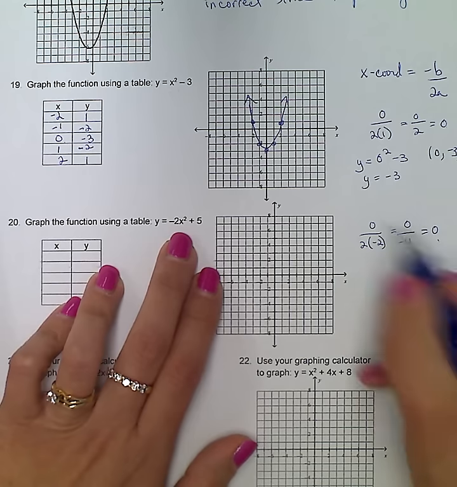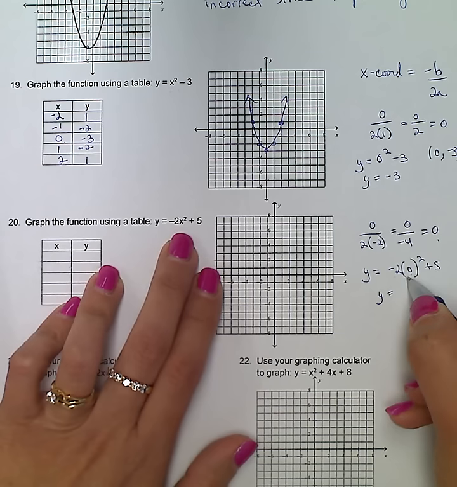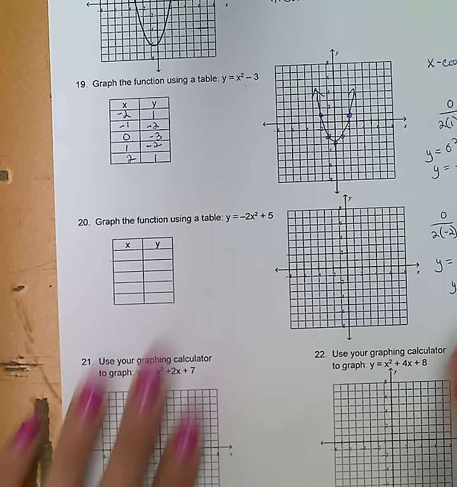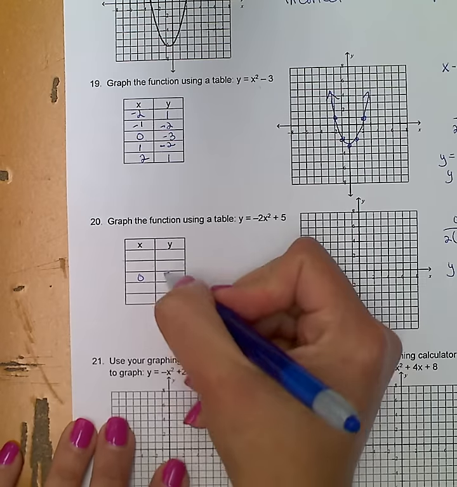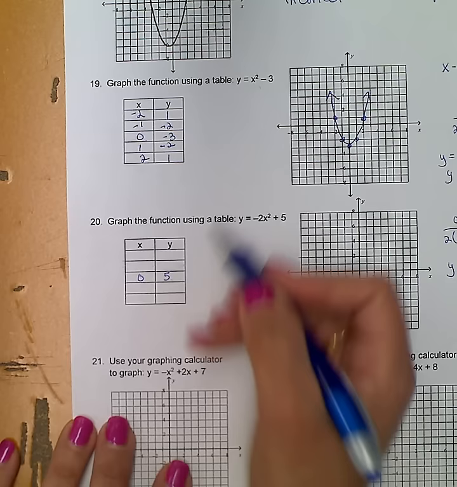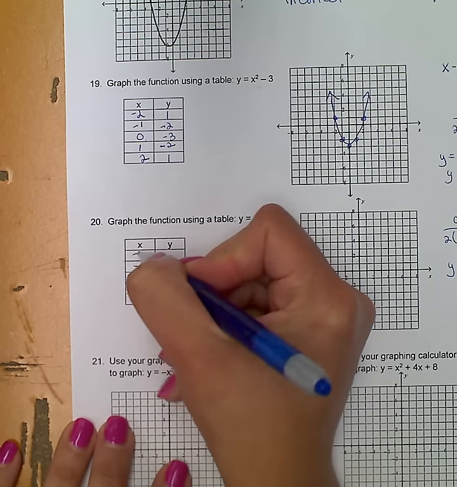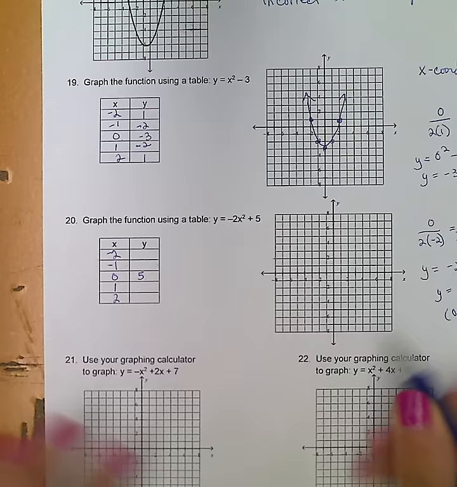When I find my y, negative 2 times 0 squared plus 5. So 0 squared is 0 times negative 2 is 0 plus 5 is 5. So my vertex should be at 0, 5. So I'm going to put that in the middle of my chart. And again, I can use my table to double check that that's true. I'm going to go 2 down, 1, 2, 2 up, negative 1, negative 2. I'm going to use my calculator at this point.